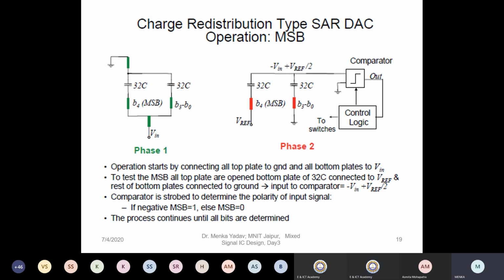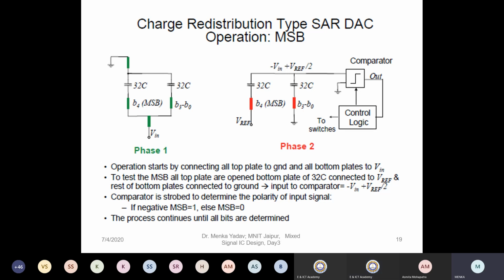This was at virtual ground. So if this was at virtual ground, it means minus V in is loaded at the comparator input. And in order to avoid any mishappening, we will add one parasitic capacitance also. I am just omitting that part.